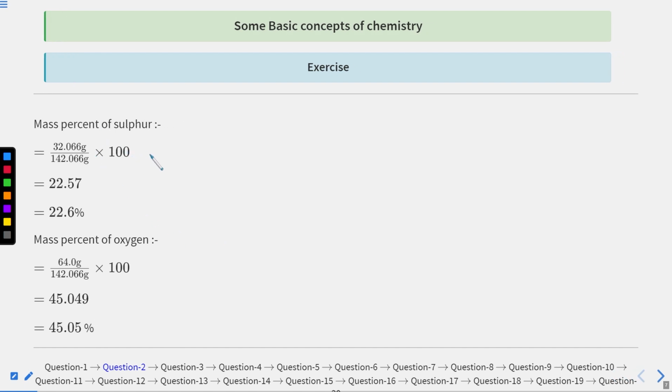Mass percent of sulfur: 32 by 142 into 100, that is 22.6. And mass percent of oxygen: 64 by 142 into 100, that is 45%.